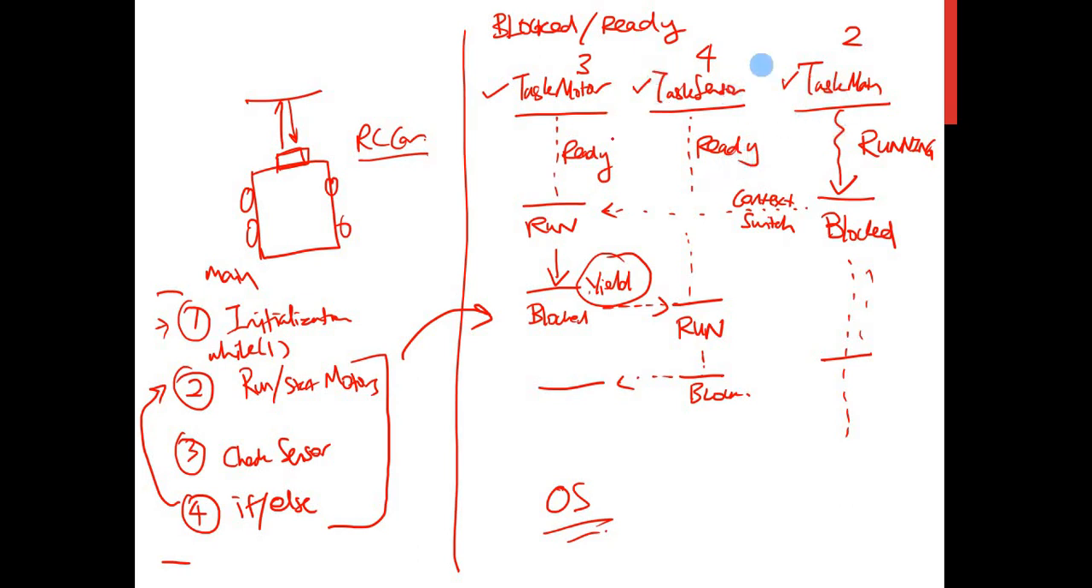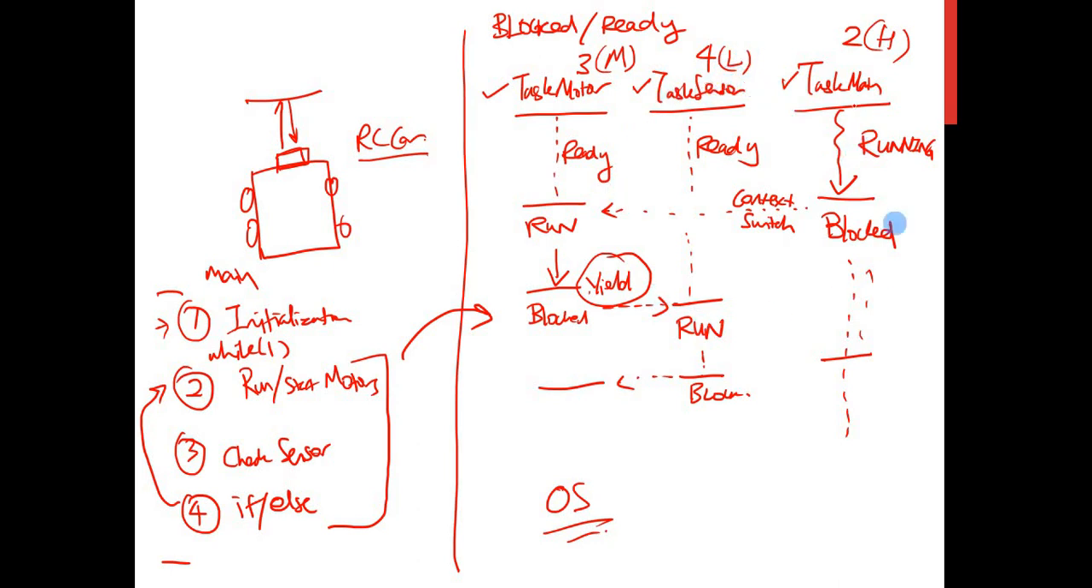In this example, you can see that I've assigned a priority level of 2 to task main, 3 to task motor, and 4 to task sensor. So task main has the highest priority, followed by task motor with a medium priority, and task sensor with a low priority.